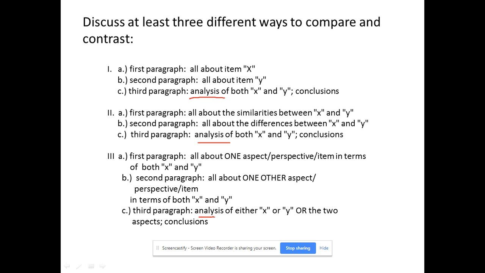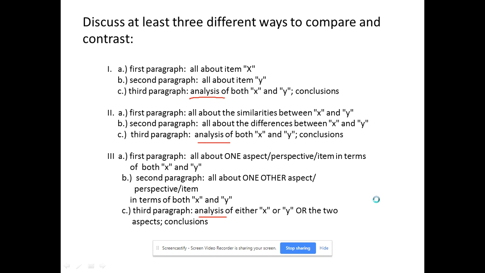And that move towards analysis, that grander analysis, is a difficult move. As I said, that move from the first two paragraphs to that third paragraph is a challenging move. And I wanted to talk a bit more about what I mean by that analysis.